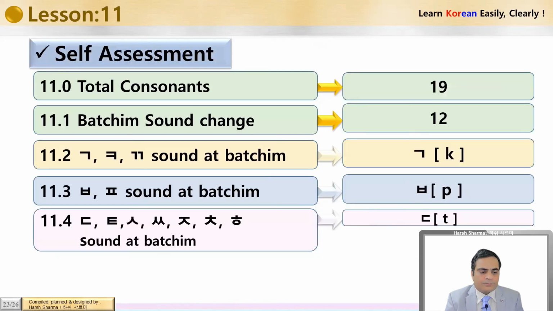And then let's do the self-assessment now, point by point. See how many total consonants? 19. Batchim sound change? 12. First family is ka, kha, ka. These 3 consonants will be pronounced as ka only. Second family, point 3, pa and pha. These 2 consonants will be pronounced as only pa. And point 4, see here, tha, tha, sa, ssa, ja, cha, ha. These 7 will be pronounced only as ta.